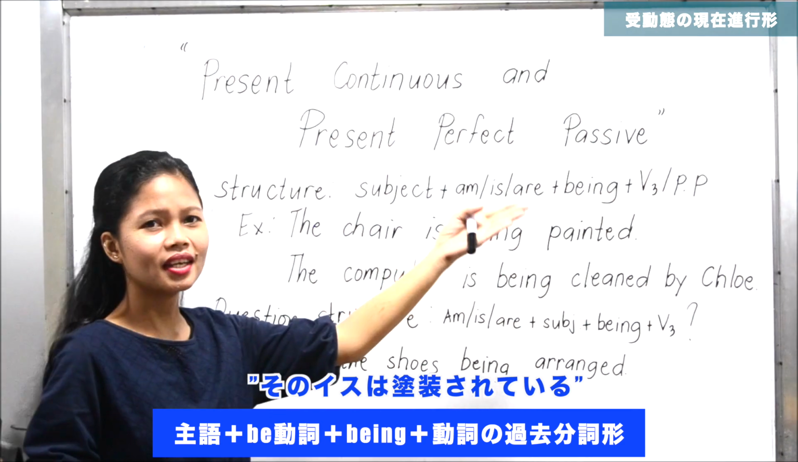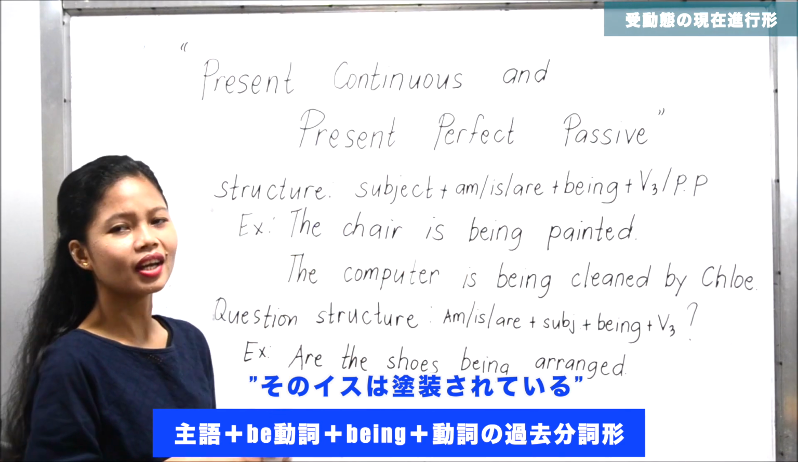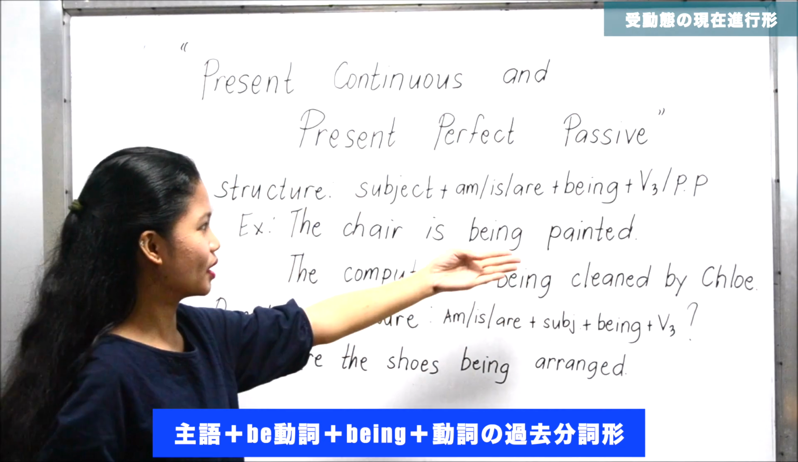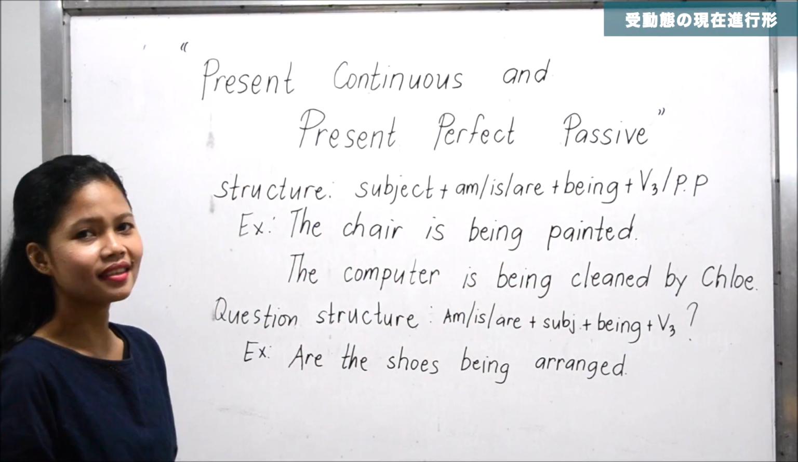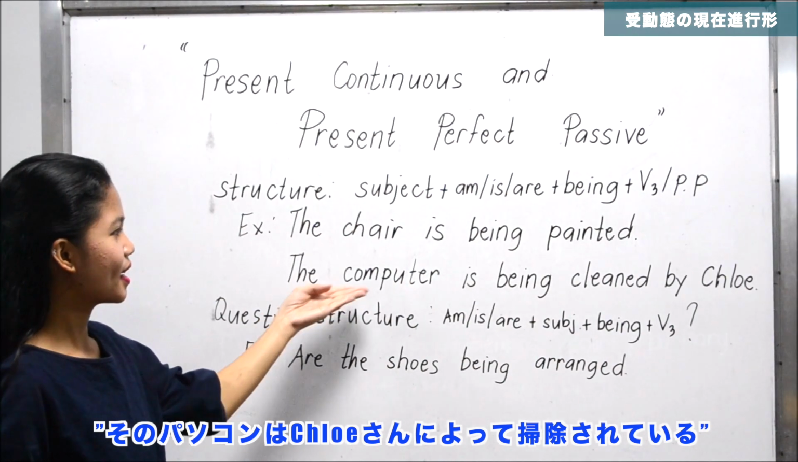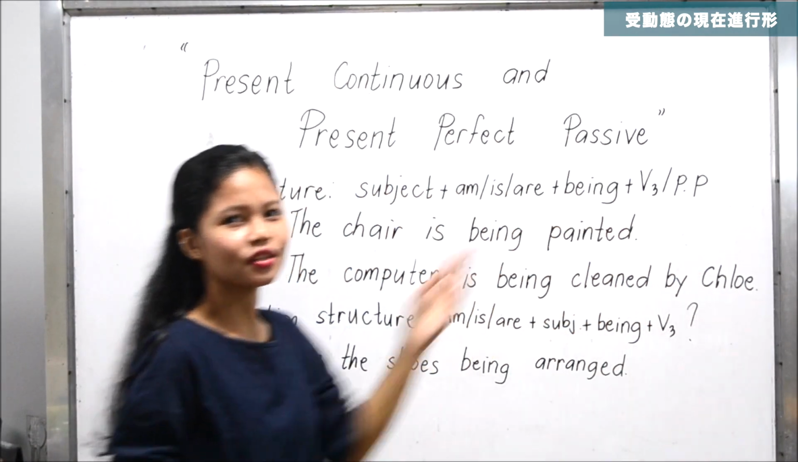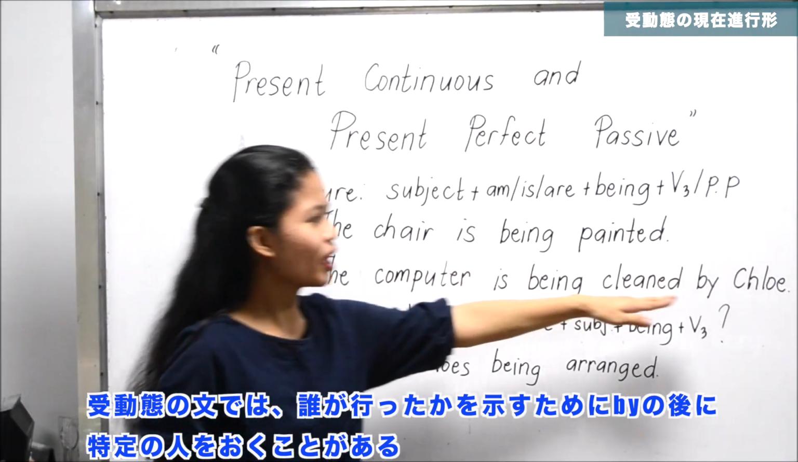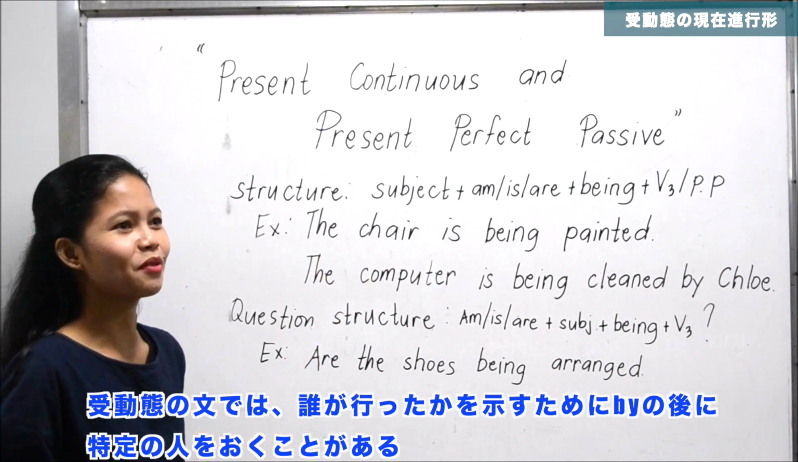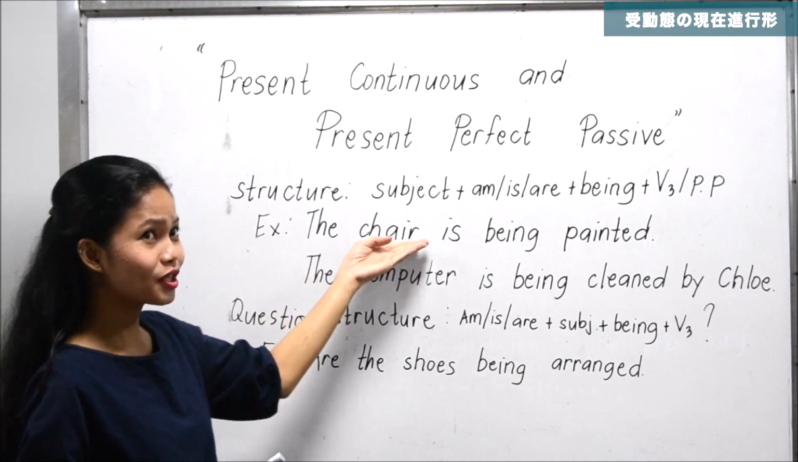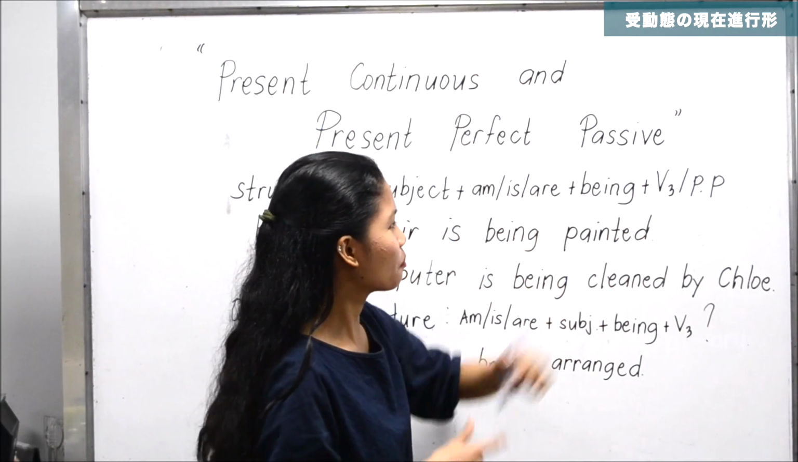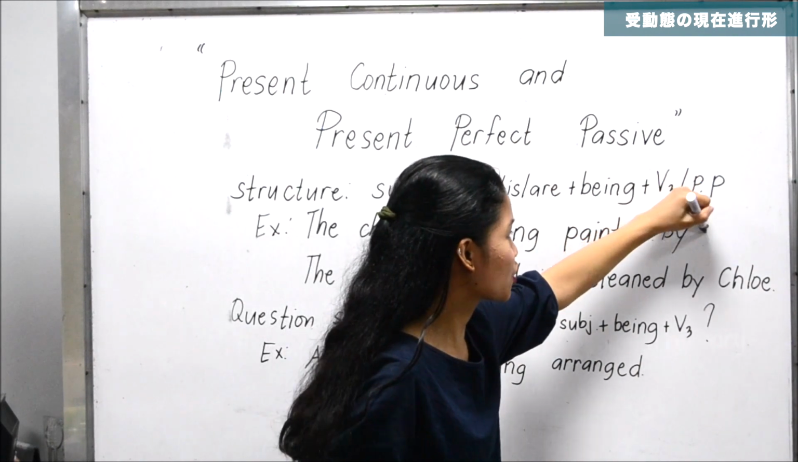We have here the example: the chair is being painted. As you can see, the chair here is the subject, plus the be verb, plus being, plus the past participle, which is painted. The next example is the computer is being cleaned by Chloe. Here we have the person. In the active voice, you can use either with the person or without. If it's specific, you can use the specific name of the person. But you can also use another form of the person. For example, the chair is being painted, you can use by someone if you are not sure who it is.